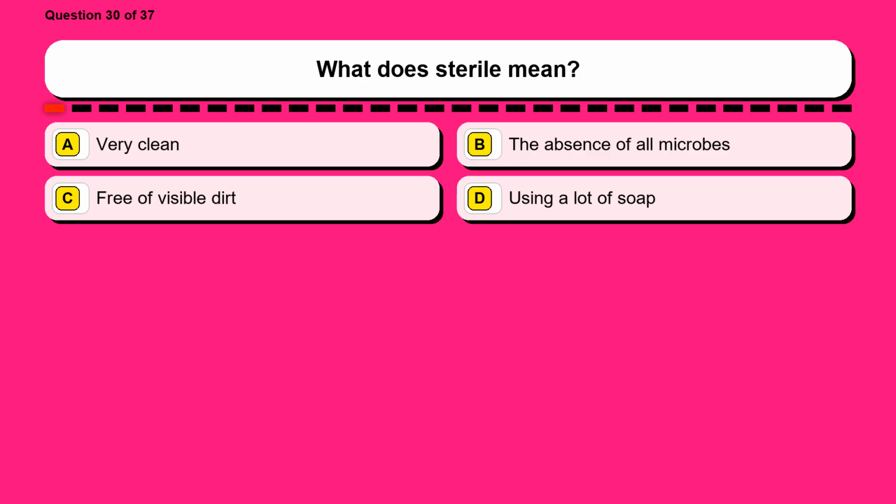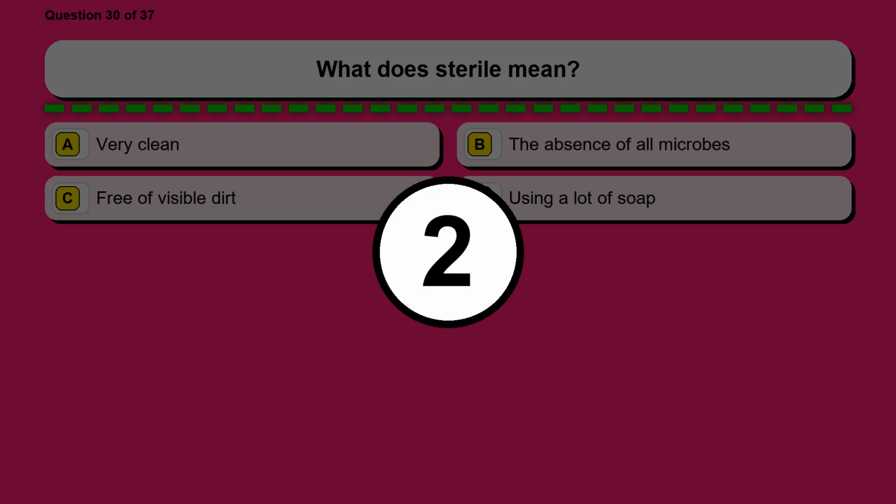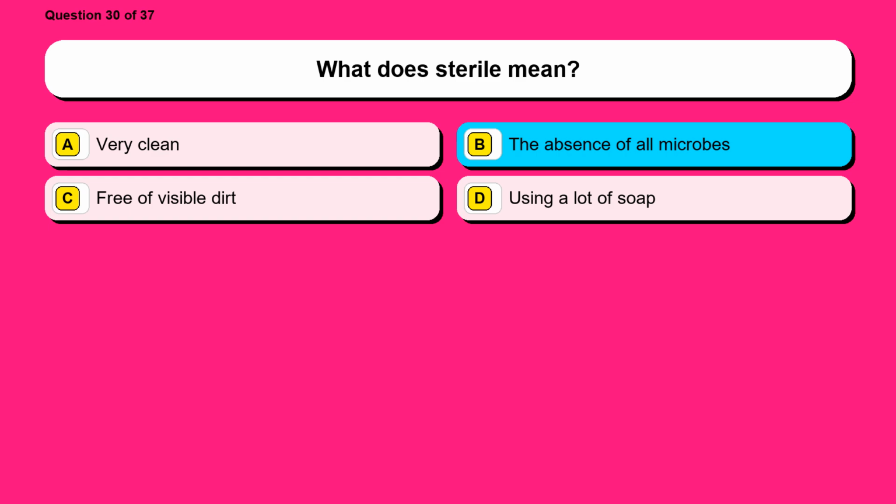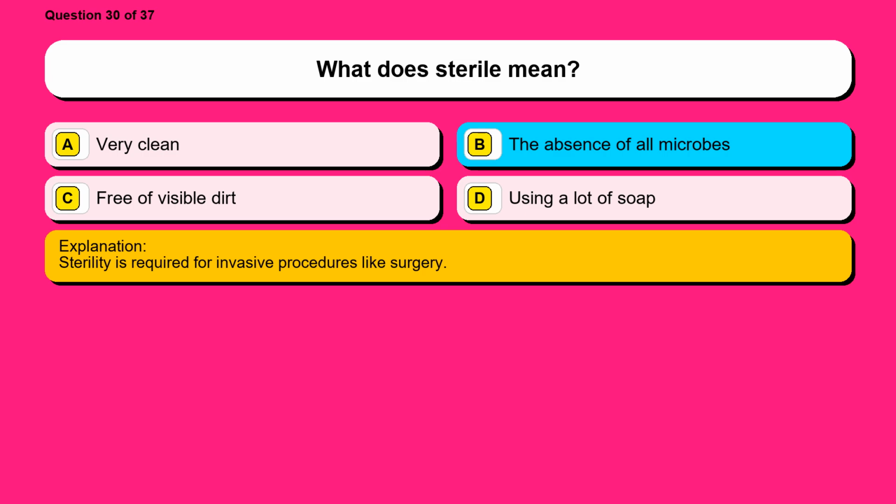Question 30. What does sterile mean? Option A, very clean. Option B, the absence of all microbes. Option C, free of visible dirt. Option D, using a lot of soap. The correct answer is option B, the absence of all microbes. Sterility is required for invasive procedures like surgery.